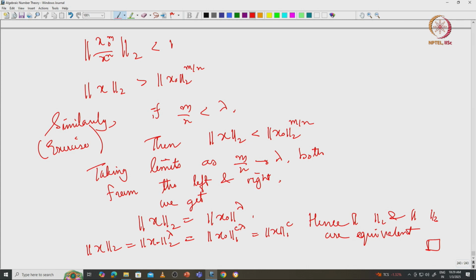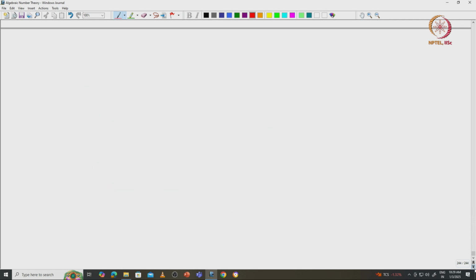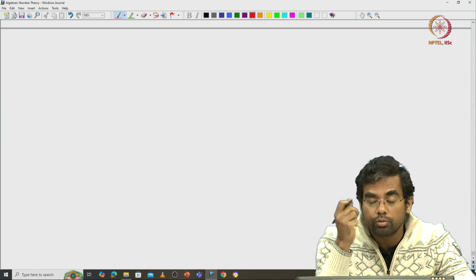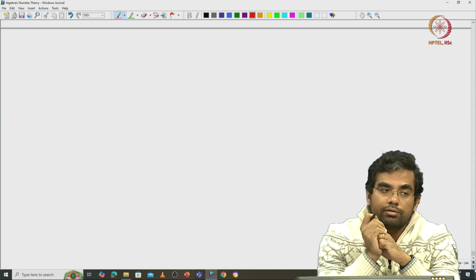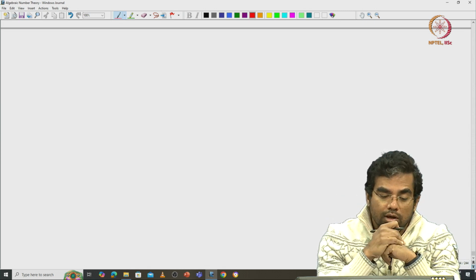So now we will restrict ourselves to number fields, right. Whatever we did up to now holds for any field, but now we want to go back to our number fields and study valuations on them.